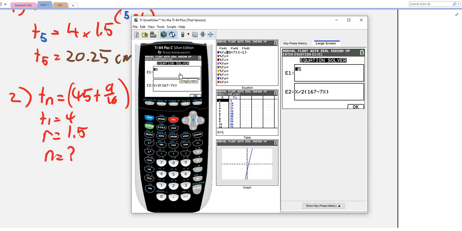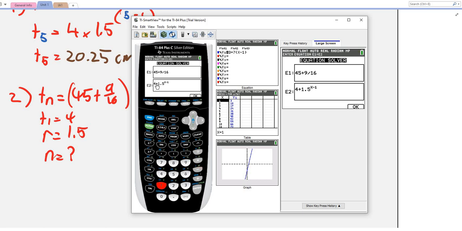For equation 1, what did I say I wanted it to be? 45 plus 9/16. And for equation 2... do you have to add brackets? Not for that one, no. 9 divided by 16. For where? 45 plus 9/16. Equation 2 would be, what was it? 4 plus 1.5 to the power of... Yes, it is, sorry.